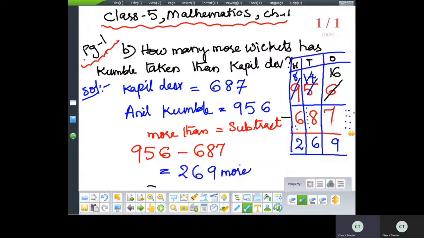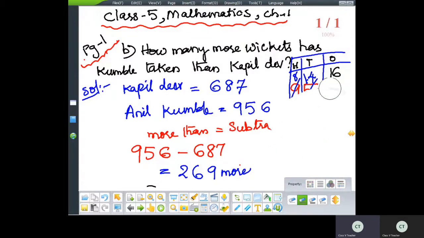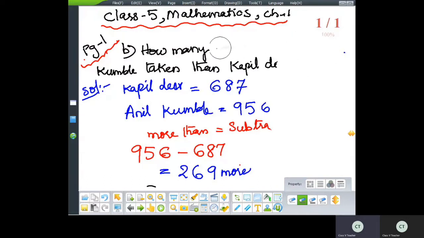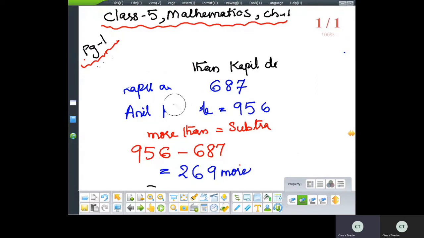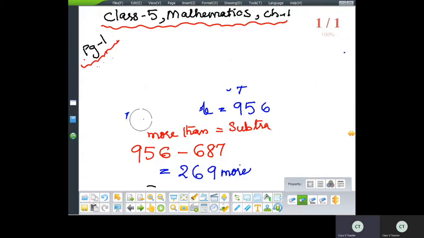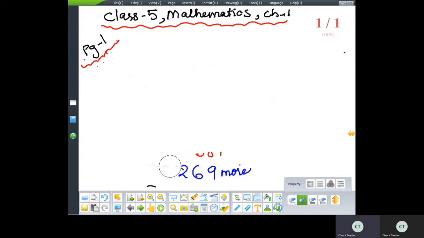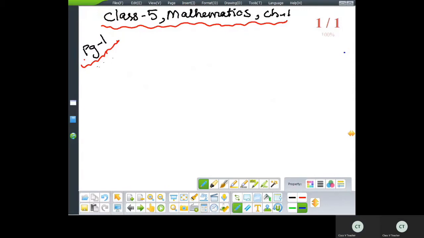So this is our P1. So now let us do the C1. So what is our C question, children? Look at your textbook. How many more wickets has Kapil Dev taken than Walsh? Yes. The same type of question here again. So C1. How many more wickets?